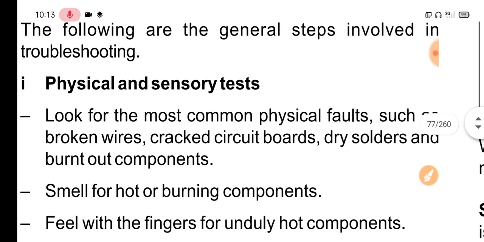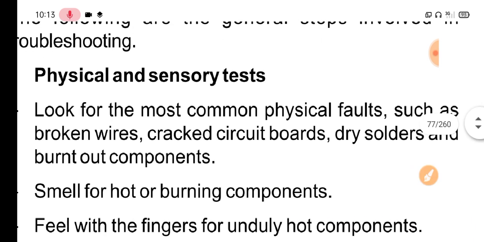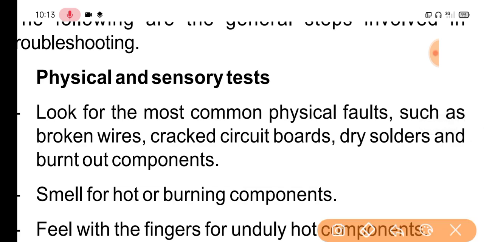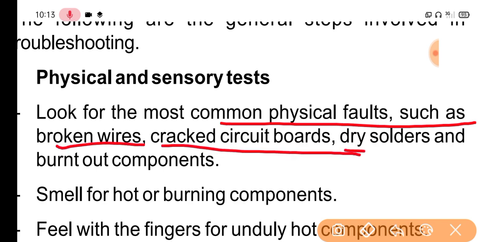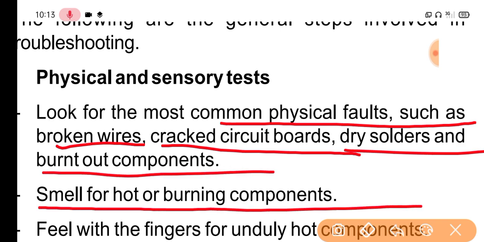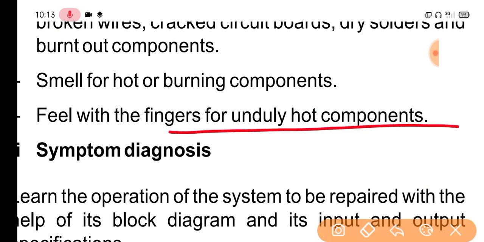Physical and sensory test. Look for the most common physical faults such as broken wires, cracked circuit boards, dry solders, and burnt out components. Smell for hot or burning components. Feel with the fingers for unduly hot components.